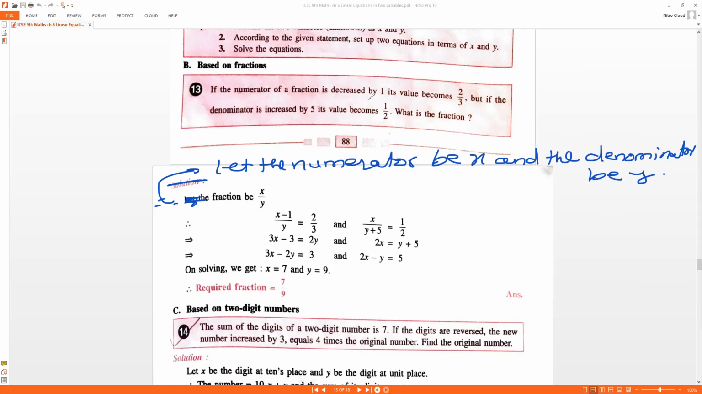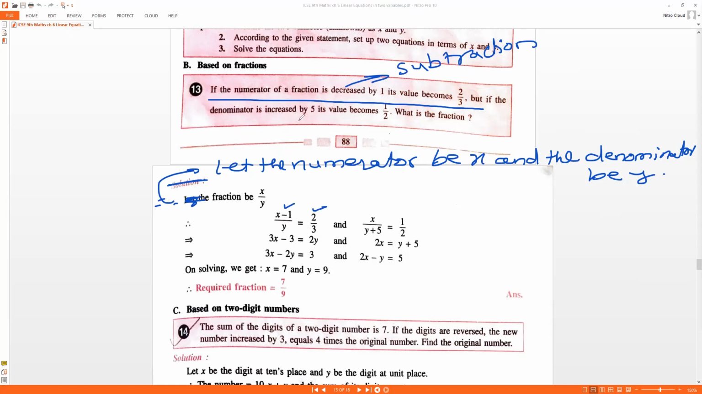Now, what is the condition? This is the first condition. If the numerator of a fraction is decreased by 1, the numerator is already x, and it is decreased. Decreased means subtraction, correct? Decreased by 1, that means the numerator will be x minus 1. The denominator y remains as it is, so x minus 1 upon y is equal to 2 upon 3.